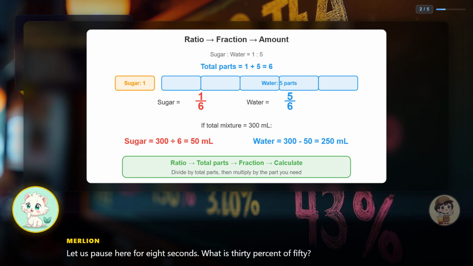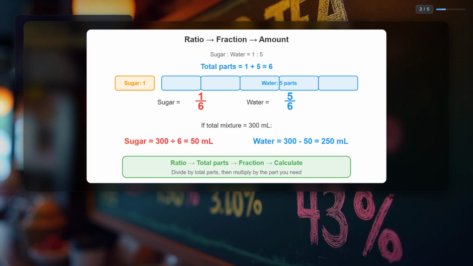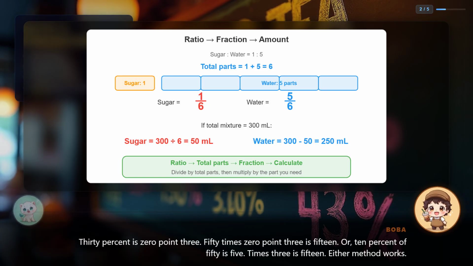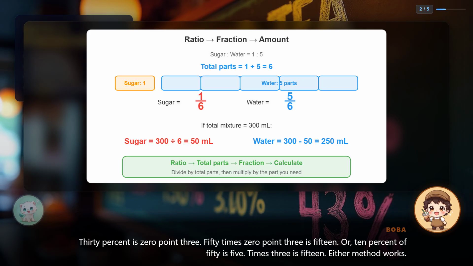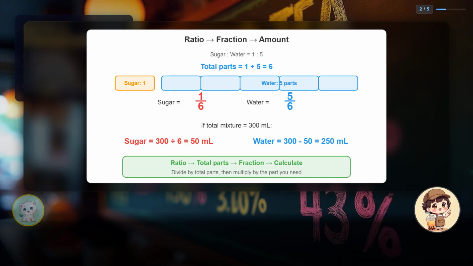Let us pause here for 8 seconds. What is 30% of 50? 30% is 0.3. 50 times 0.3 is 15. Or 10% of 50 is 5. Times 3 is 15. Either method works. Now back to your shop.